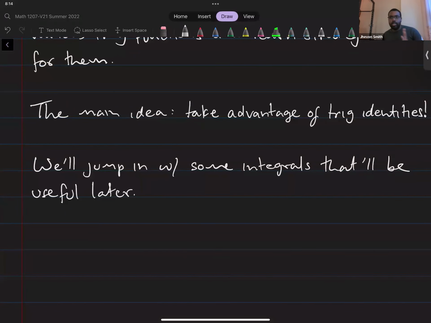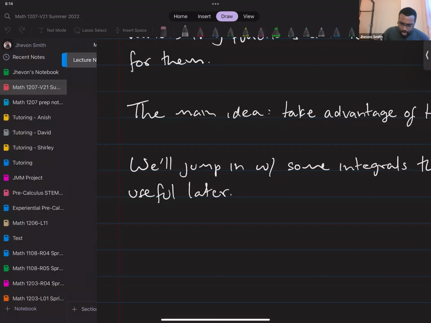So right now, I'm not going to jump into some strategies. I'm just going to give you some examples of some integrals that you should kind of know how to integrate. And you can use these as some basic rules. In fact, they are basic rules. I'm going to derive some of the basic rules for you.